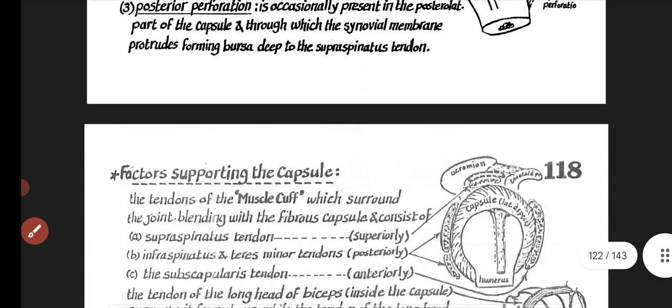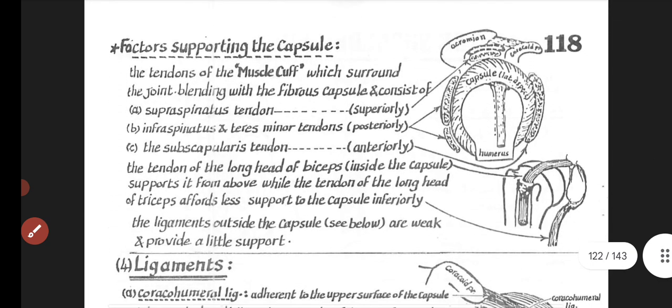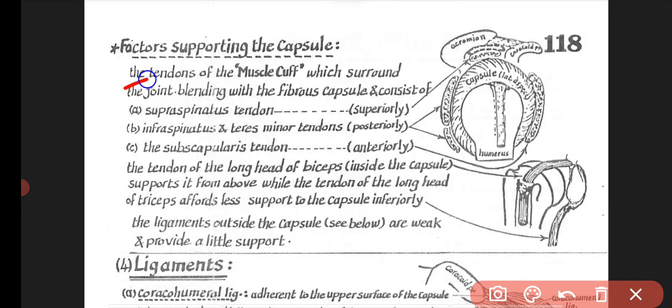Okay. The factors supporting the capsule are the tendons of the muscles known as the rotator cuff: the supraspinatus tendon, infraspinatus tendon, and the subscapularis tendon. The supraspinatus tendon lies superiorly, the infraspinatus tendon lies posteriorly, and the subscapularis tendon lies anteriorly. Okay. The shoulder joint capsule is supported by these.